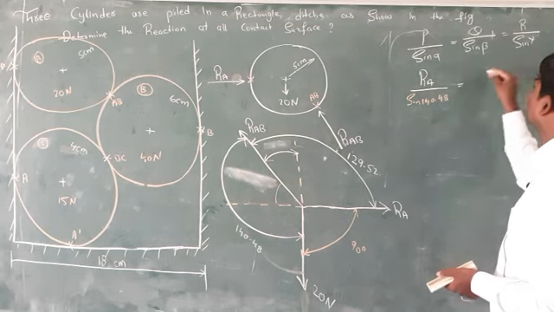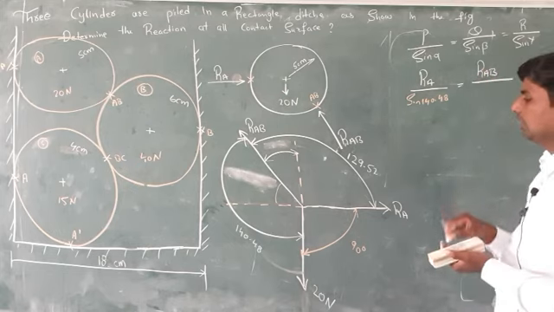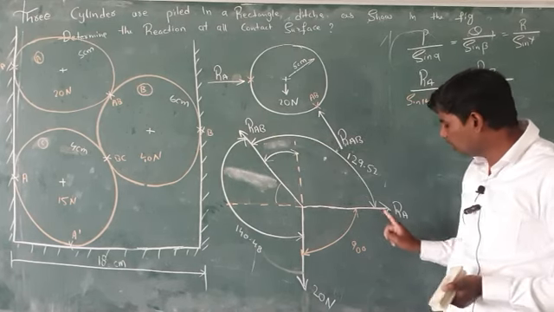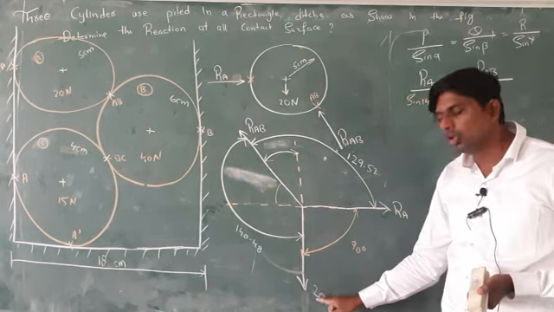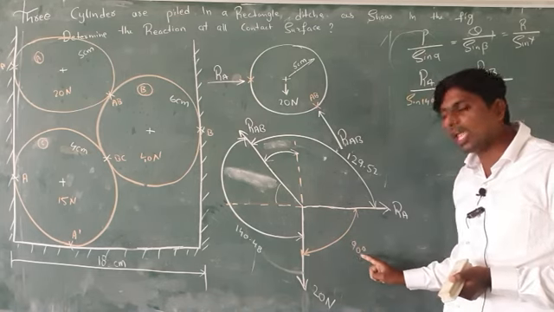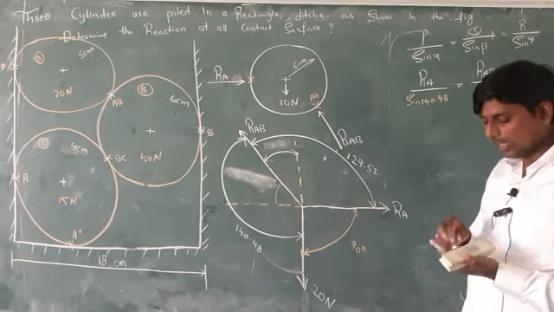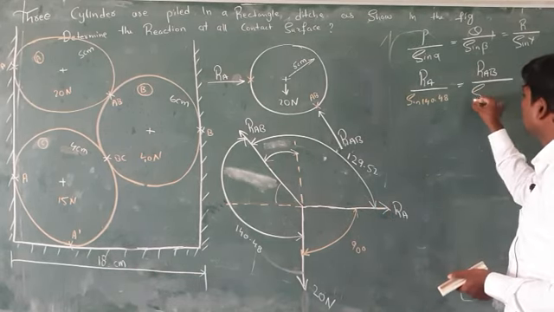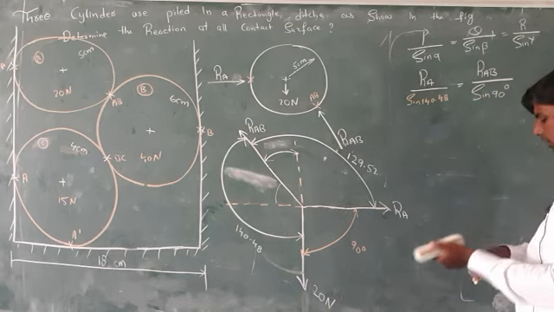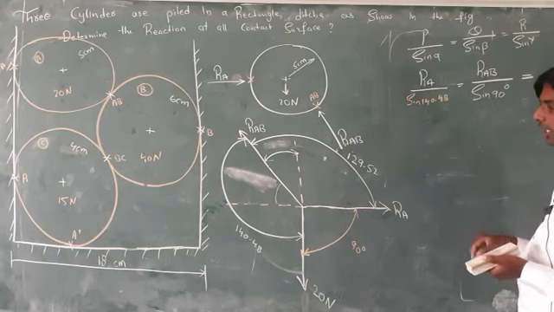After that, you have to select RAB. See, if you select RAB, how many forces are remaining? RA and 20 Newton. Between these two, what is the angle here? 90 degree. So, what you have to write? Sin 90 degree. RAB by sin 90 degree.